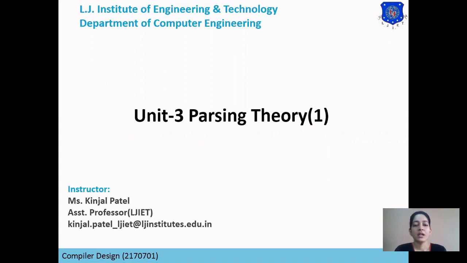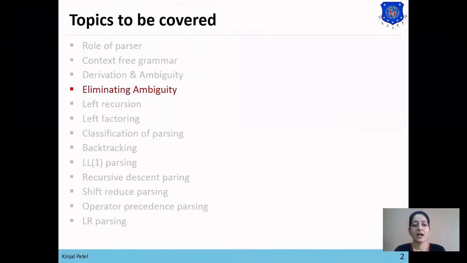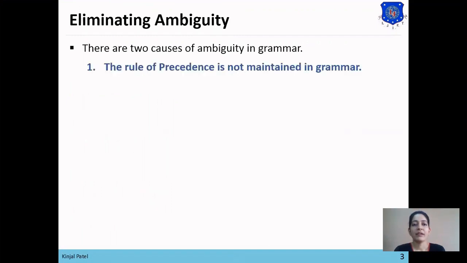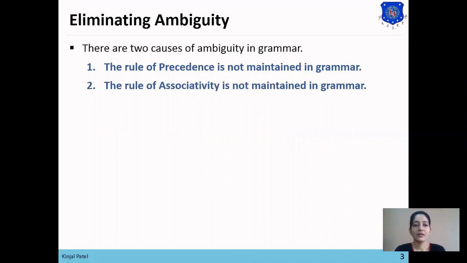So here is Chapter 3, Parsing Theory Part 1, and Lecture 2. In this lecture, we will learn how to eliminate ambiguity from a grammar. In the previous video, we learned what an ambiguous grammar is and what the causes of ambiguity in a grammar are. There are two causes of ambiguity in a grammar. First, if the rule of precedence is not maintained in the grammar. And second, if the rule of associativity is not maintained in the grammar.